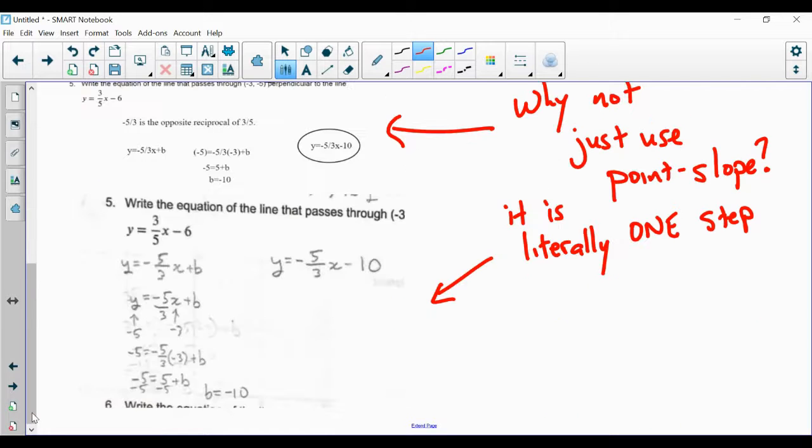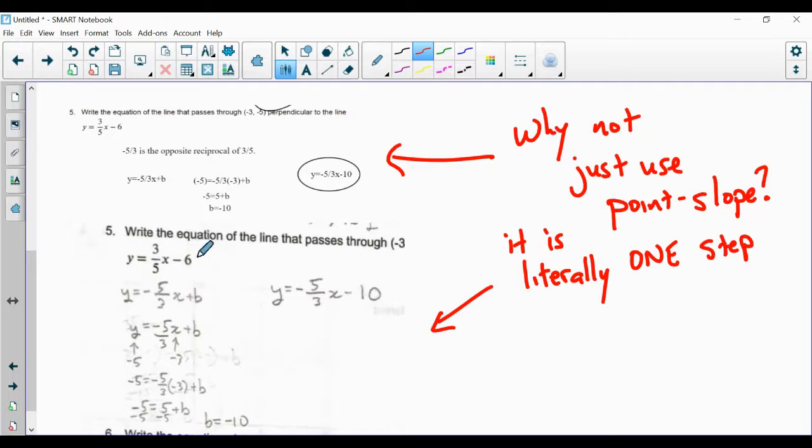And then a lot of people did things like this, where they didn't use point slope, even though we were given a point and we found a slope very easily. And then we had to do a lot of this work in order to solve for b. And a lot of people made mistakes when they were doing this work. Just use point slope. It is literally one step.